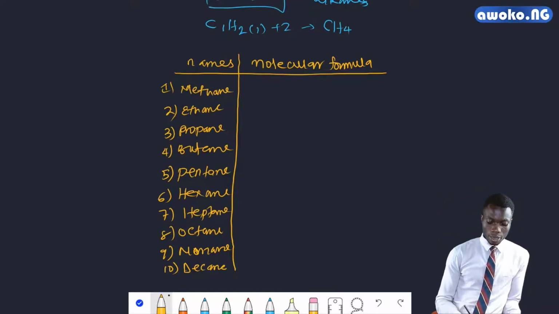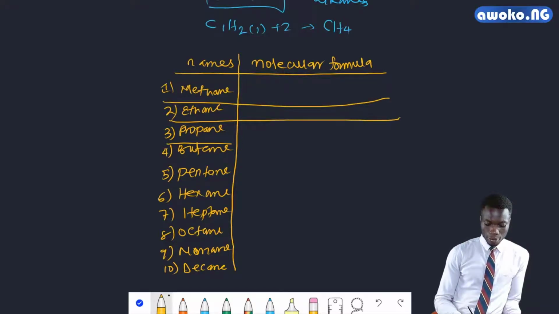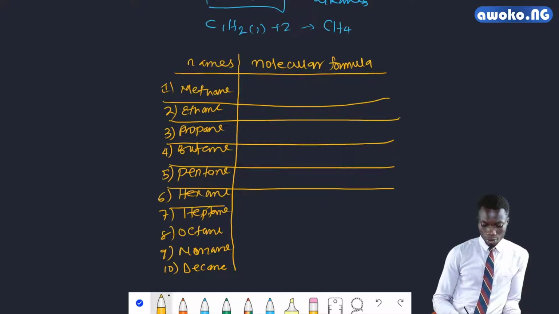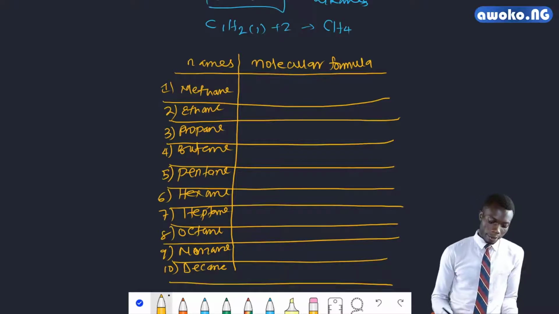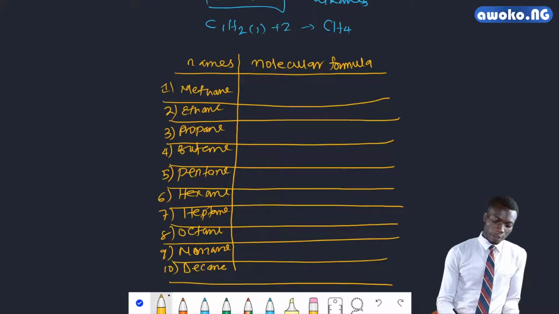Now we will try to get the molecular formulas of all the first 10 members of the alkane series. So now the first member here, using this formula, we've been able to get. So this is actually the first member of the alkane series. So we put in 2 here, which corresponds to C2H6. We should be able to get the second member of the alkane series.